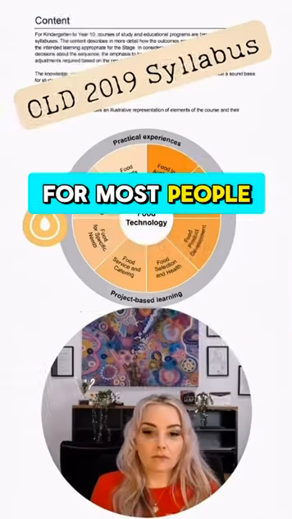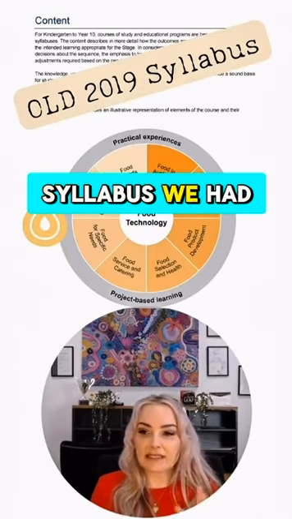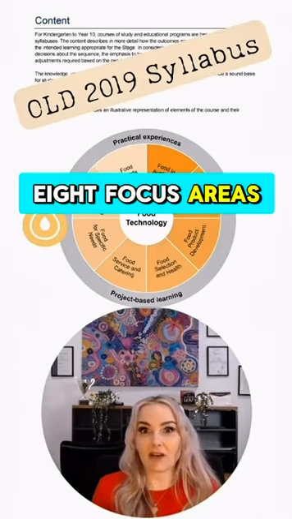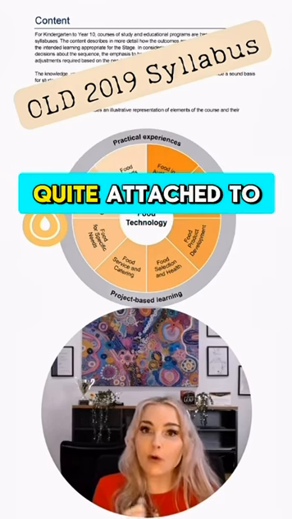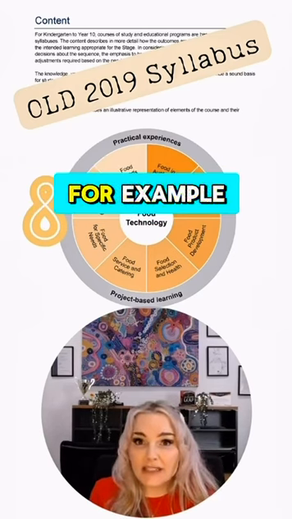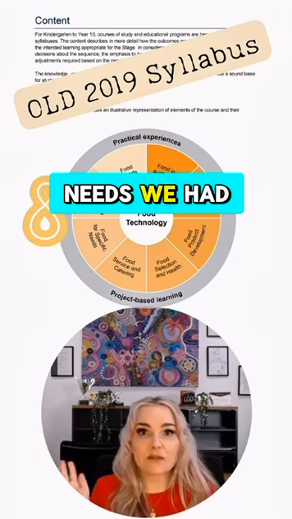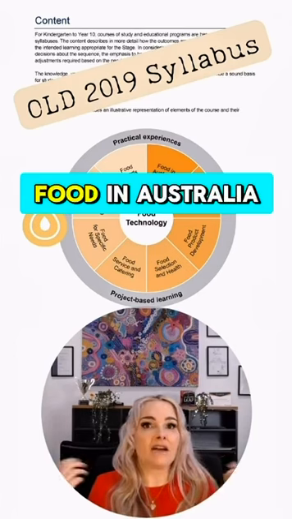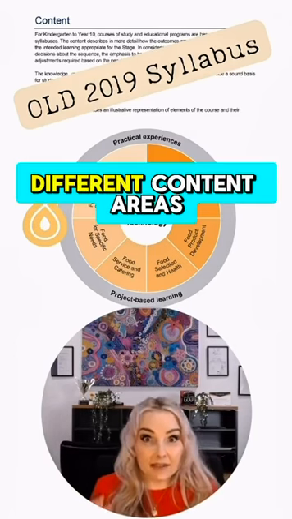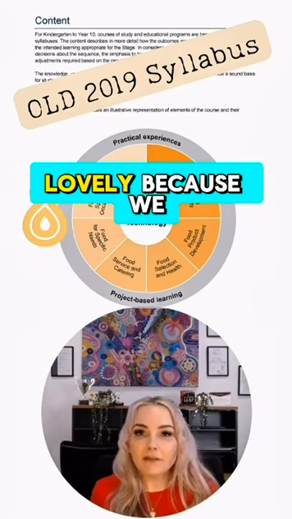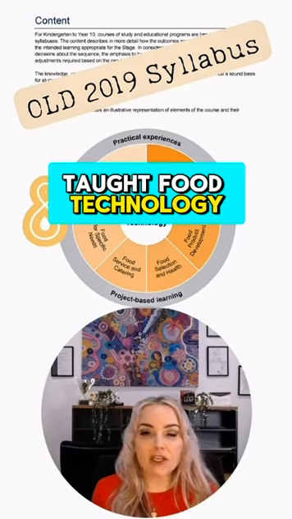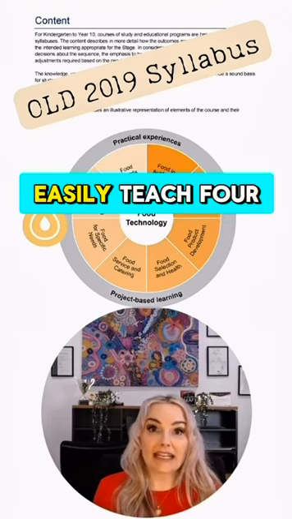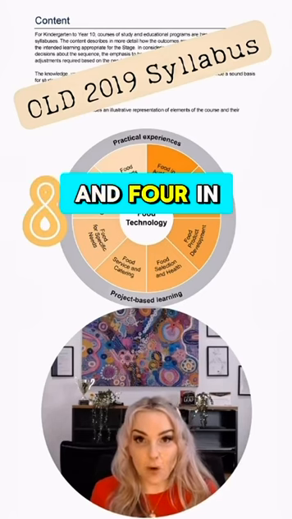clearer for most people. Firstly, in the old syllabus, we had 8 focus areas. And some of those we'd grown quite attached to. So food trends, for example, food for specific needs. We had food for special occasions, food in Australia. There were 8 different content areas. And that was lovely because we taught food technology for 8 terms. So you could easily teach 4 in Year 9 and 4 in Year 10.